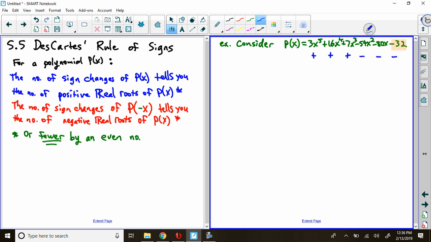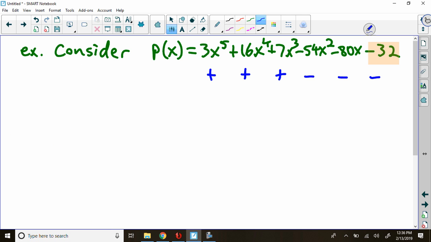But we gotta know how many sign changes there were, and people can't count. I'm included in that group. I'm a lousy counter. I can't count that well. How many sign changes does that function P of X have? I hear one. Anybody else think something else? I hear two. Anybody else think something else?